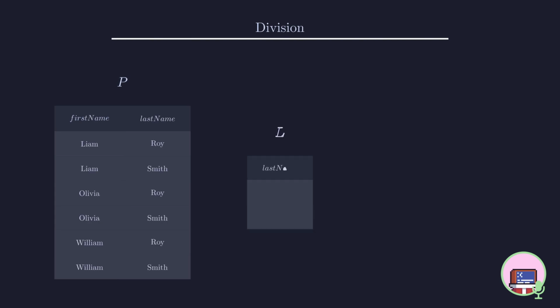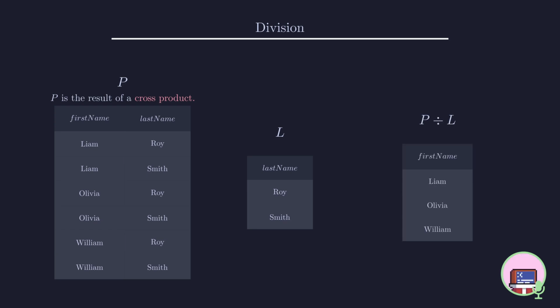Here we have a relation P and a relation L. Do you notice anything special about these two relations? Well, yes, I do. P seems to be the result of the cross product of L and another relation. Great! Well, in this case, P divided by L is exactly this other relation. Let's call it F. Now we can see that P equals L times F, just like in basic arithmetic.